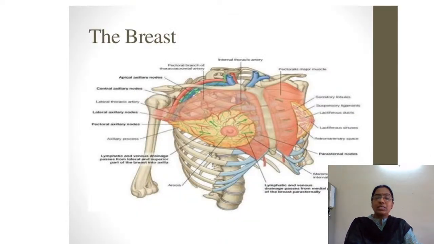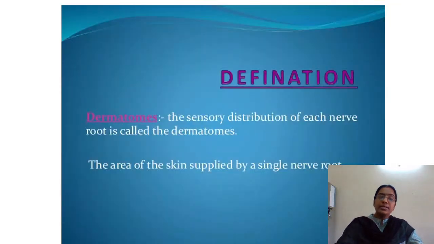Yes, the last but not the least, the very important structure which is present in the superficial fascia of the pectoral region is the breast, that is the mammary gland, which is a modified sweat gland, present in the superficial fascia of the pectoral region. Yes, this is about the superficial fascia.